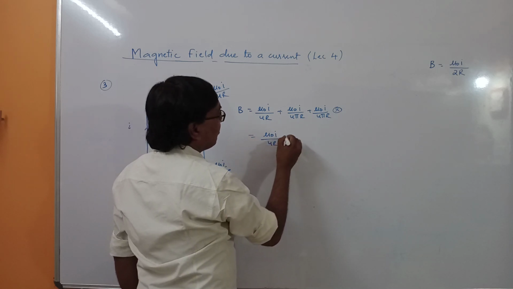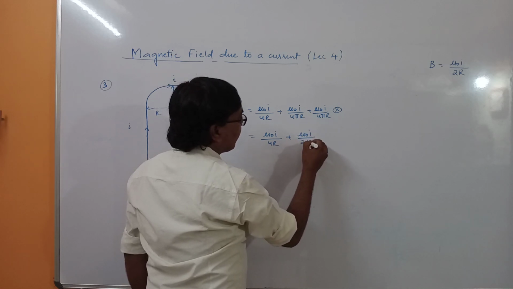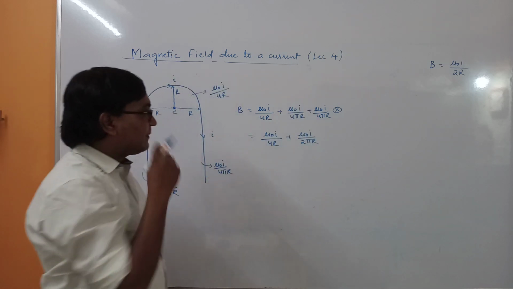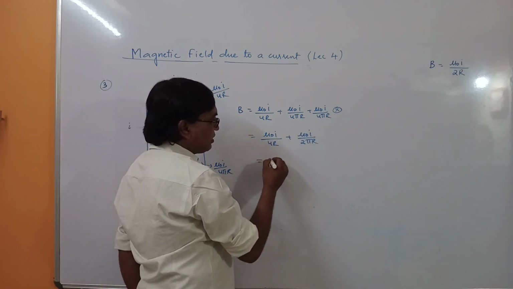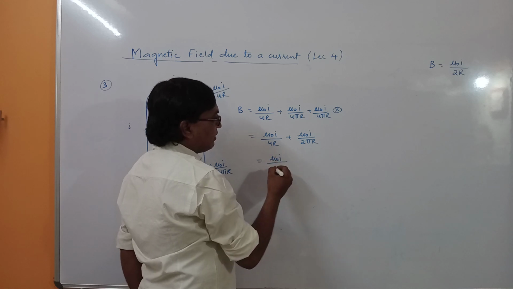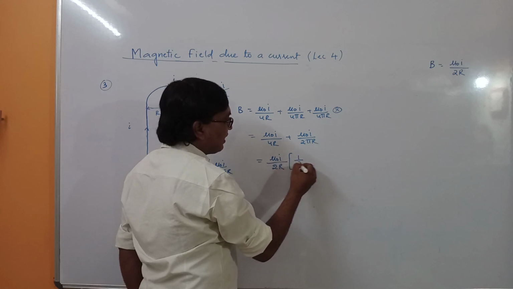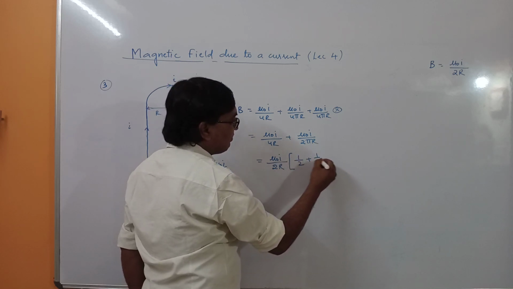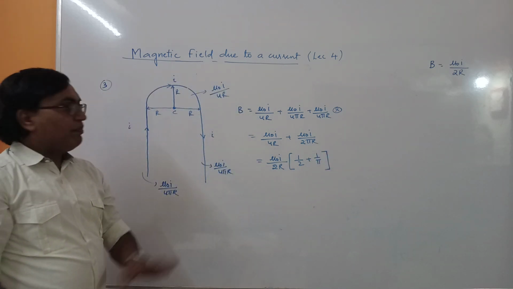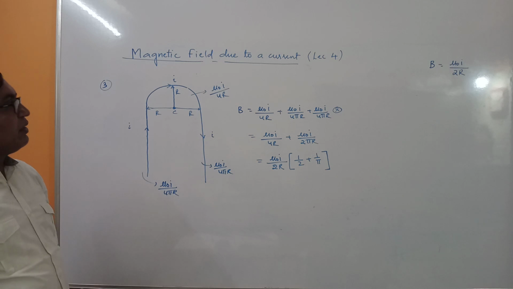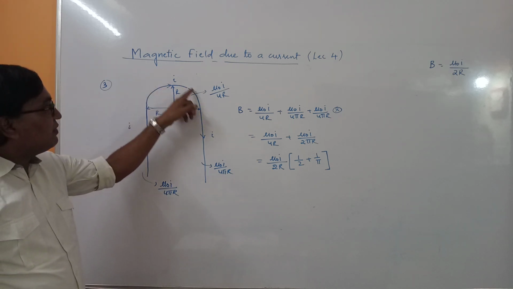So the total field we can write as mu naught I by 4R plus, this is mu naught I by 2 pi R, it is 2 times. Then what common can we take from both the equations? The common factor is mu naught I by 2R. Then here we will have 1 by 2 and here we will have 1 by pi. So this is the magnetic field due to this wire at its center, or at point C, the center of the semicircular part.